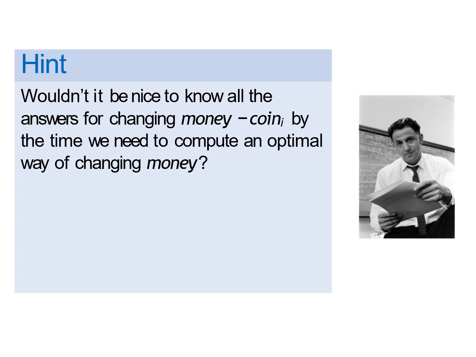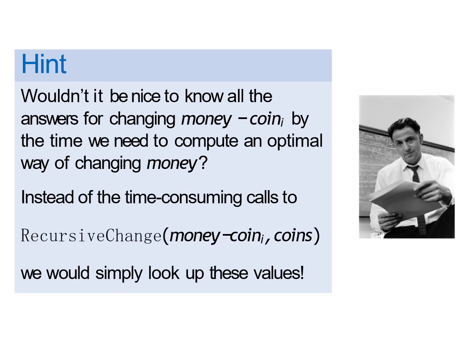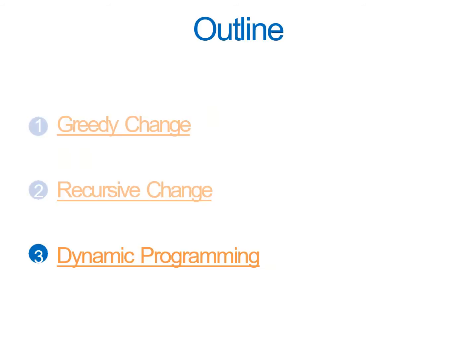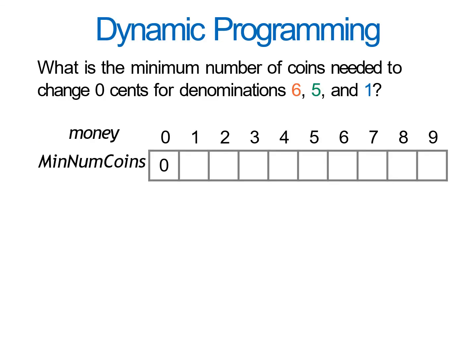Wouldn't it be nice to know all the answers for changing money minus coin I by the time we need to compute an optimal way of changing money? And instead of the time-consuming calls to recursive change money minus coin I that may require to be repeated trillions of times, they would simply look up these values. This idea resulted in the dynamic programming approach that is applied in thousands of diverse practical applications in a myriad of different fields. And the next idea of dynamic programming is to start filling this matrix, not from the right to the left as we did in the recursive change, but instead from the left to the right.